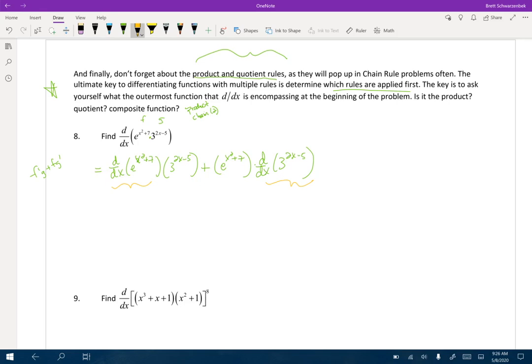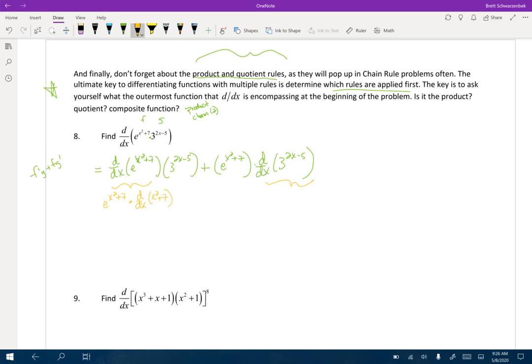So you need to identify e to the x squared plus 7, e specifically, as the outer function. So what is the outer function derivative? It's e to whatever. Well, the x squared plus 7 comes along for the ride, and we multiply by the derivative of the inner function x squared plus 7.